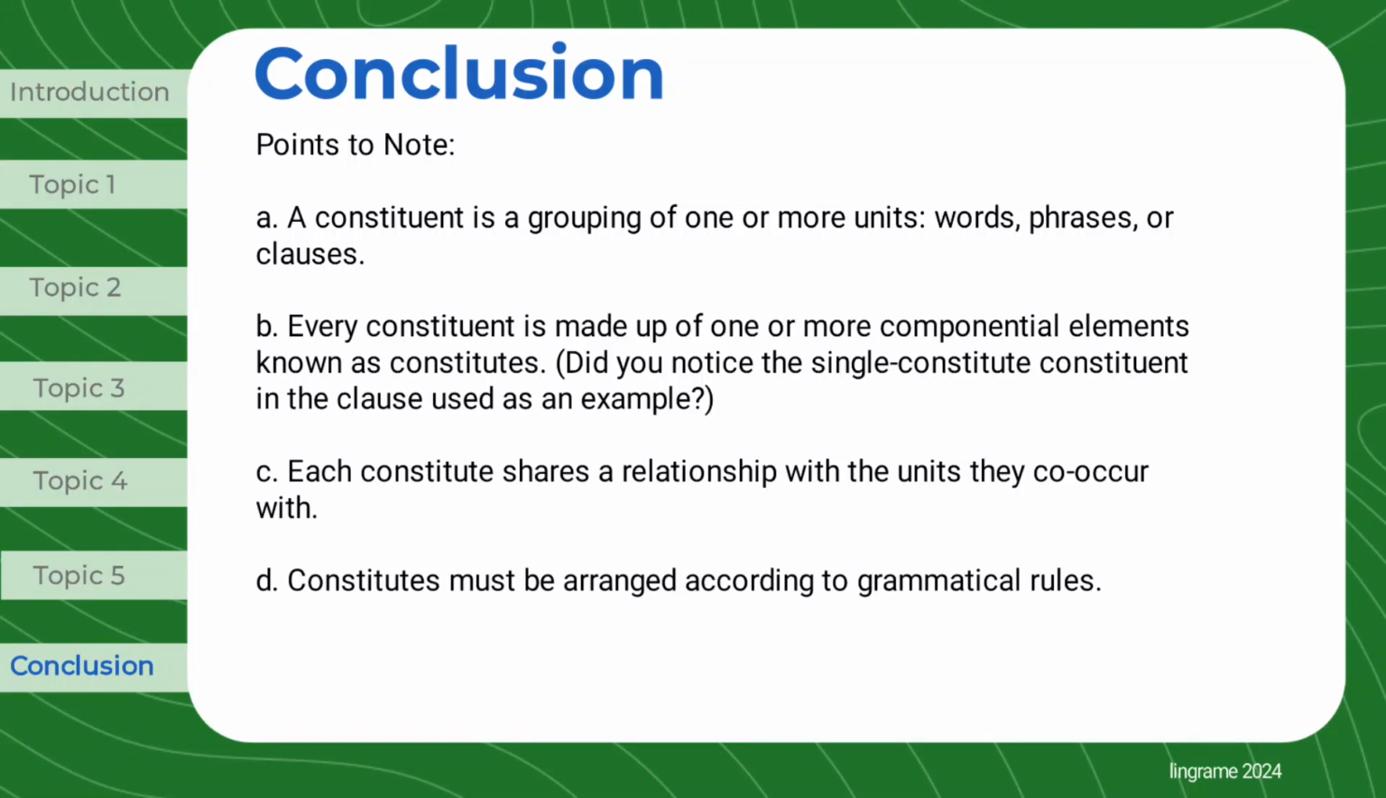Points to note: a constituent is a grouping of one or more units, words, phrases, or clauses. Every constituent is made up of one or more componential elements known as constitutes. Did you notice the single constituent in the clause used as an example? Each constitute shares a relationship with the units they co-occur with. Constitutes must be arranged according to grammatical rules.